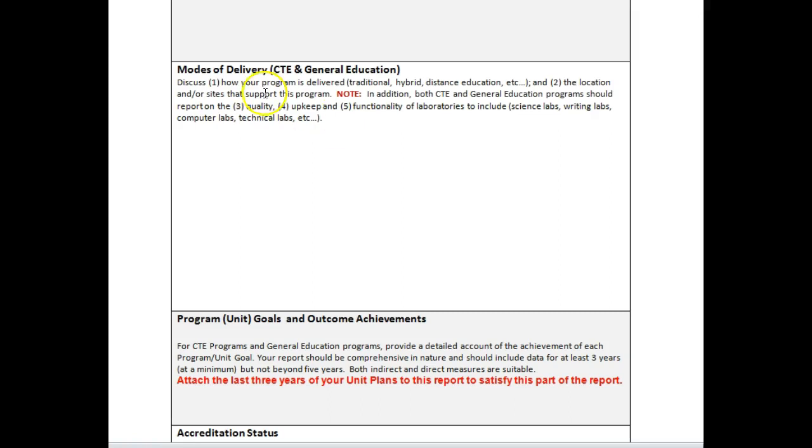Also, the quality of those programs. Don't just put things like, oh, we have decent classrooms. That's not enough. You really need to break down, again, you're reviewing the program. You're given a bird's eye view. Now you're actually flying down into the buildings and you're assessing the quality.